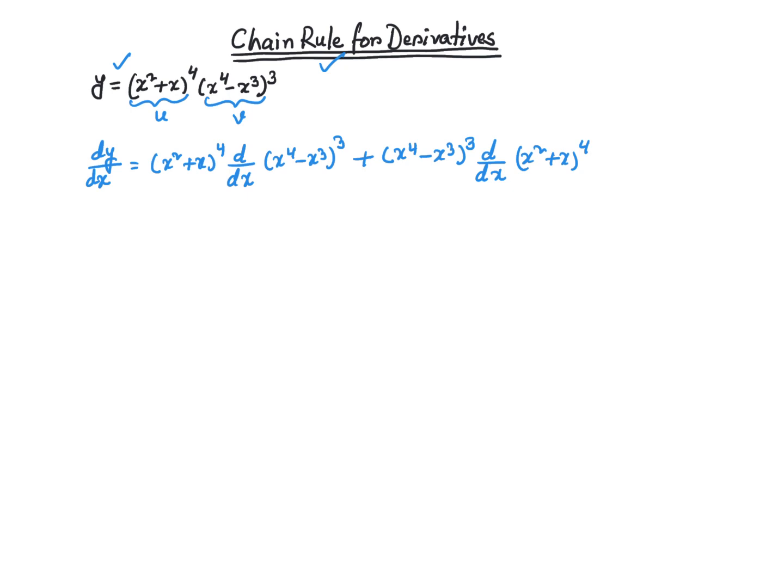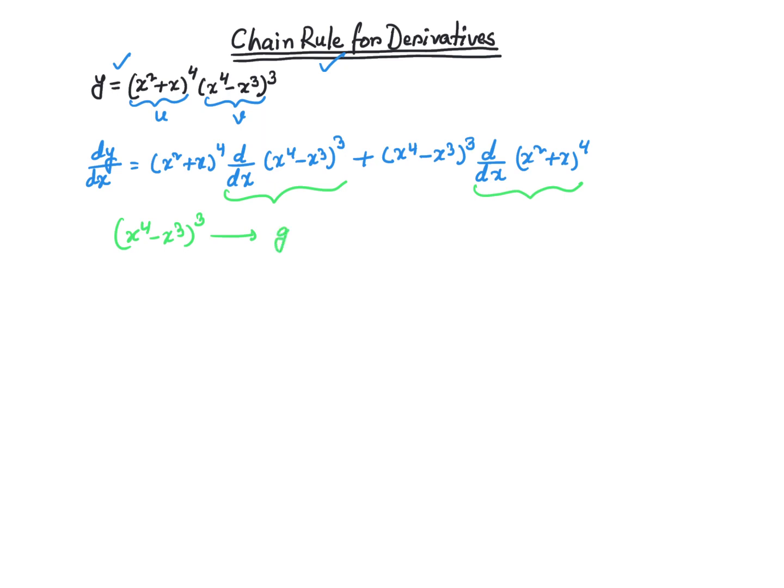Now we need to find this derivative and we need to find this derivative. These two derivatives can be found using the chain rule. By now you should be comfortable with the chain rule. So let's take the first one, (x to the power 4 minus x cubed) raised to the power 3. This could be written as a composition of two functions, which I will show you.